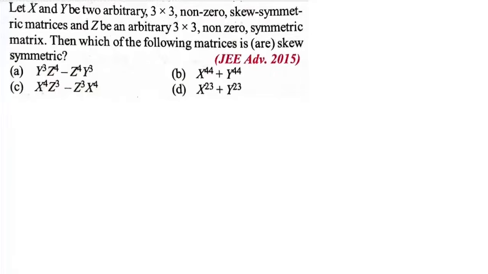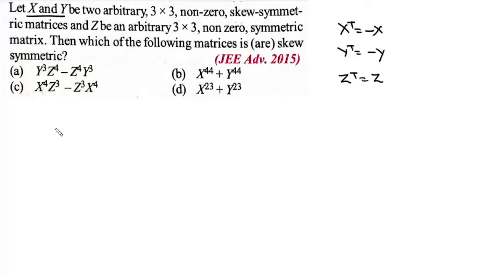Now here the question is, let X and Y be two arbitrary non-zero skew symmetric matrices. That means X transpose is minus X and Y transpose is minus Y, and Z be a non-zero symmetric matrix. That means Z transpose is equal to Z. Now it says, then which of the following matrices are skew symmetric?